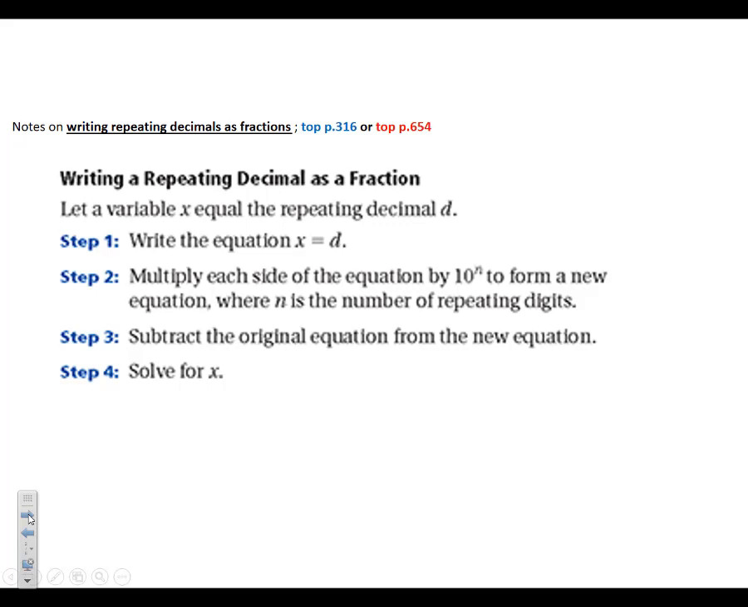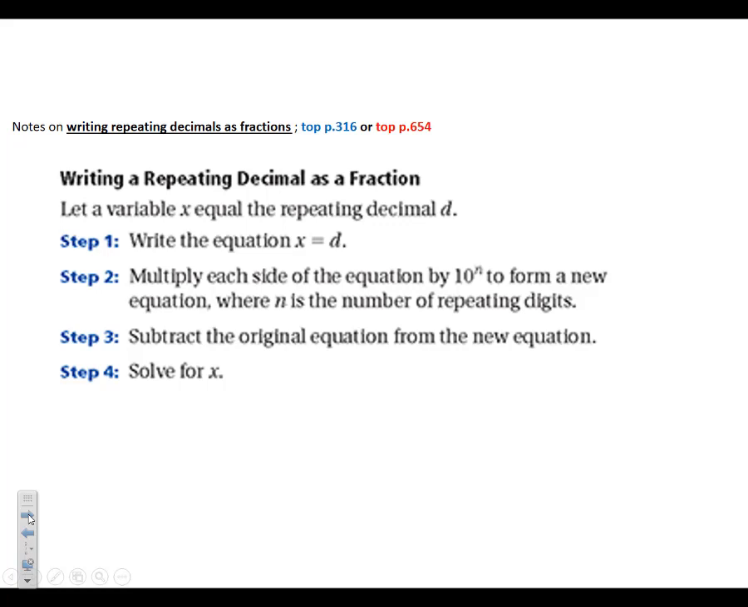But we're going to write these repeating decimals as fractions. So the first thing you're going to do is let x equal the repeating decimal d. We're going to write the equation x equals d. That's step one. Step two, you're going to multiply each side of the equation by 10 to the n to form a new equation, where n is the number of repeating digits. So you have to look at that decimal. How many digits are repeating? That's the power of 10 that you multiply by that equation that you wrote in step one.